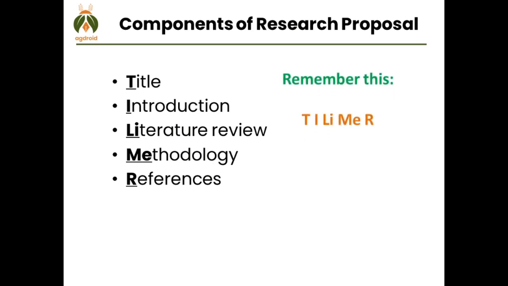T-Limer. T stands for title, I stands for introduction, LI stands for literature review, ME stands for methodology, and R means references. So you can pronounce it like this: T-Limer, T-Limer, and you can remember this in order to prepare a general framework for your research proposal.